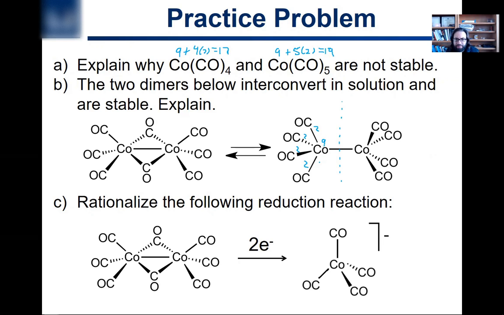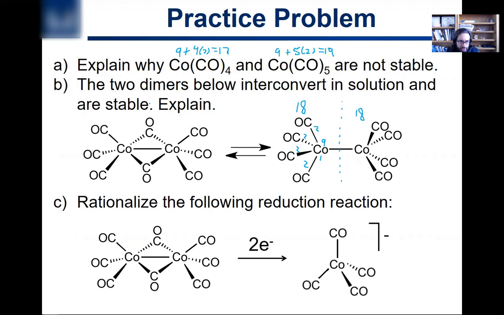Cobalt has 9, and so this is at 17 valence electrons. We're sharing 2 electrons here, so each cobalt's going to get an extra 1, which gives us 18 valence electrons. It's following the 18 electron rule. Same thing with this 18. That explains why that structure is stable. But interestingly, these 2 dimers interconvert, so this structure must also follow the 18 electron rule.